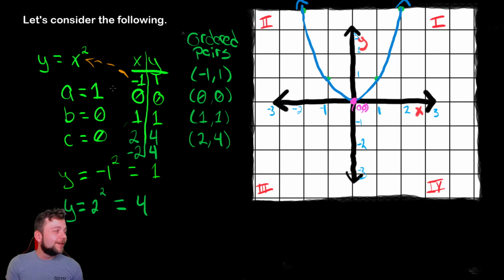Okay, so we've graphed our first parabola. So let's go ahead, let's clear our first graph. So we will erase all of this. And I think I can just use the erase one on this.